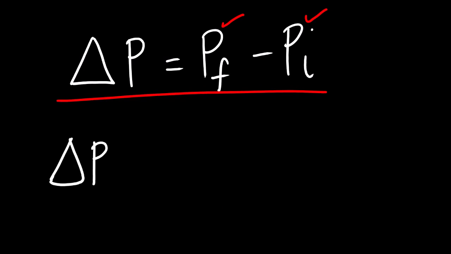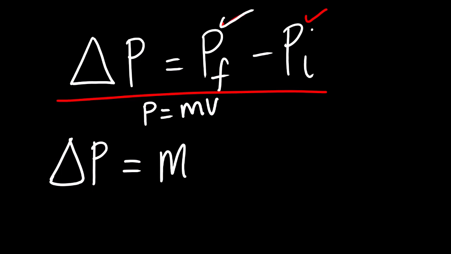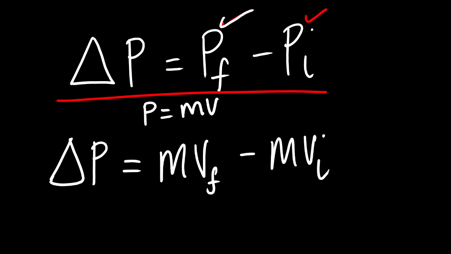Now, expanding this equation furthermore, we know that momentum is equal to mv. So final momentum, we can put m times the final velocity minus m times the initial velocity. Remember, we are looking at the very same object, so it means the mass will be the same. The only thing which will change the momentum in this case will be the velocity of the object.